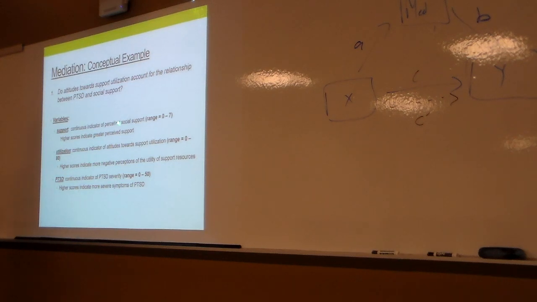So here we've got support, a continuous indicator of perceived support. Utilization is a continuous indicator of attitudes towards support utilization. It's good to talk with people, I feel comfortable relying on other people if I need something, these types of things. And then PTSD is our continuous indicator of PTSD symptom severity.